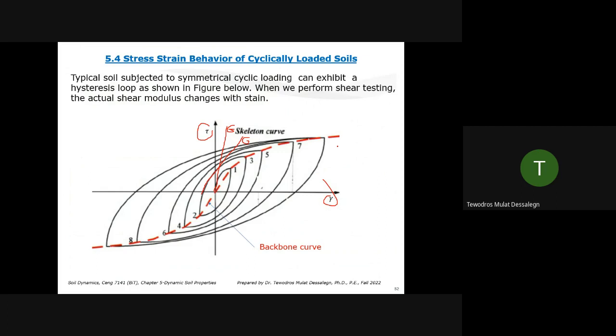When the slope gets flatter, what does that mean? G is increasing or decreasing? G is high initially, pretty much at a static condition. The more cyclic loading you apply, the more G is decreasing and the slope is becoming flatter and flatter.